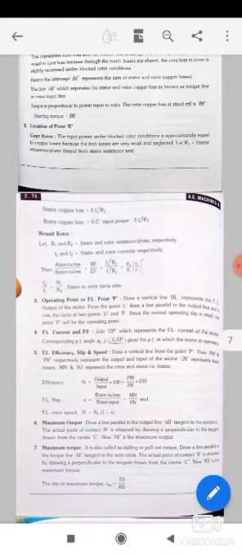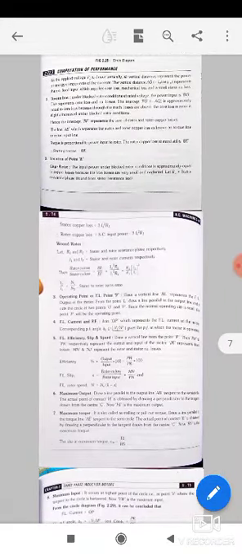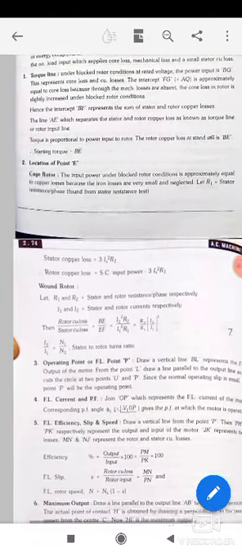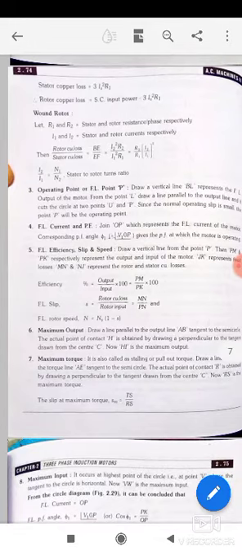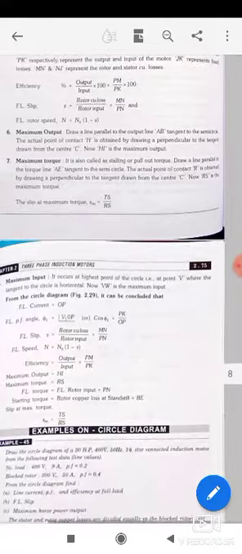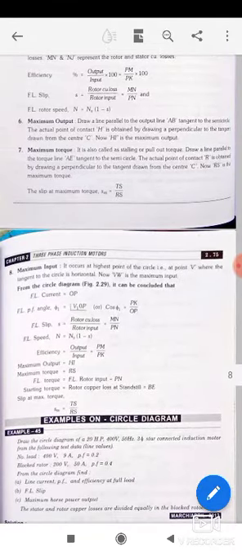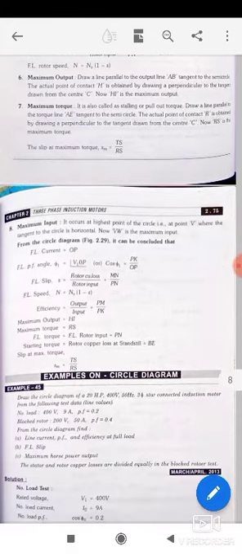From this circle diagram you can find torques and output, full load current, full load efficiency, slip, full load speed, maximum output, maximum torque, maximum input, full load power factor, and angle. Almost everything you can find from this circle diagram. I will make another video on the circle diagram in detail by solving one or two problems.